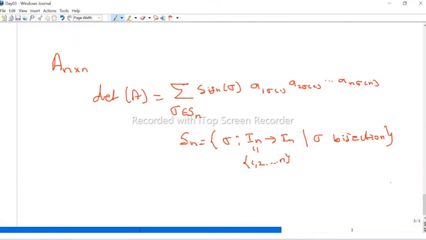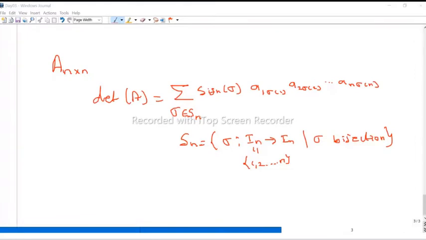Now, all the things we discussed about the determinant. Yeah, if you have any doubt, you can ask. Sir, how to use this formula, sir? Yeah, maybe I will give one example.